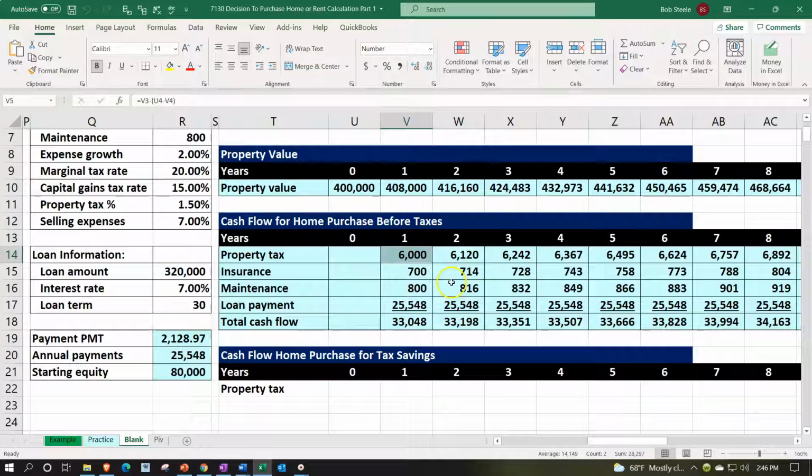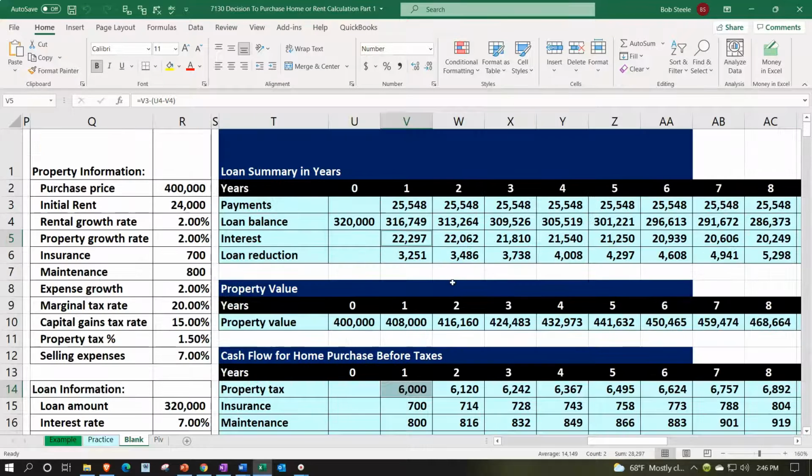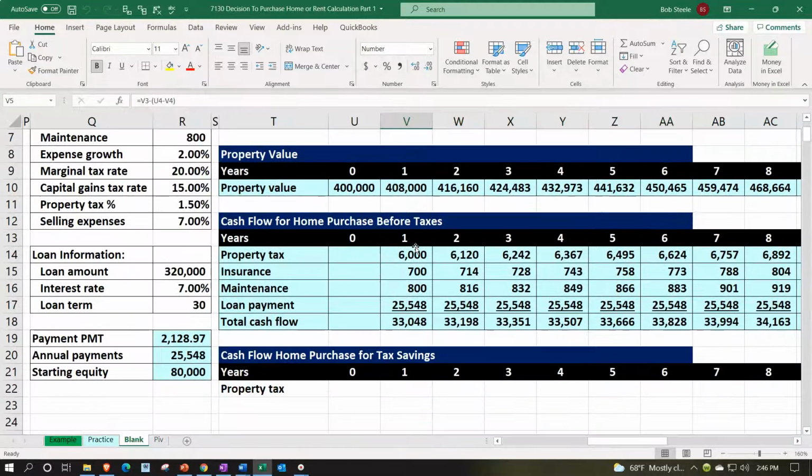Are you getting capped on the state taxes somehow that's going to limit your deductions? Also remember that the interest here is going to go down even though your payments stay the same, resulting in less tax benefits as time passes with that loan. So take that into consideration as well, which we'll take into consideration here as we go.